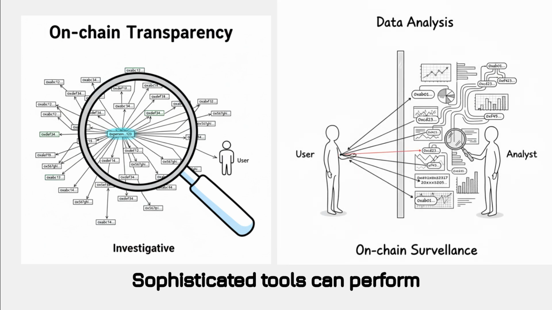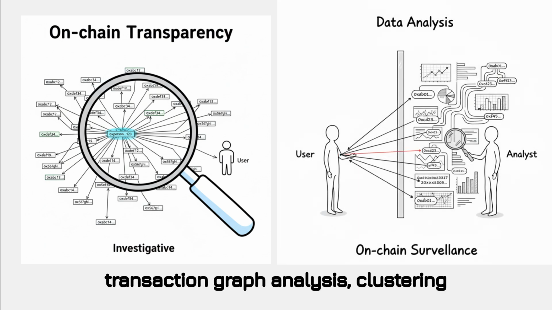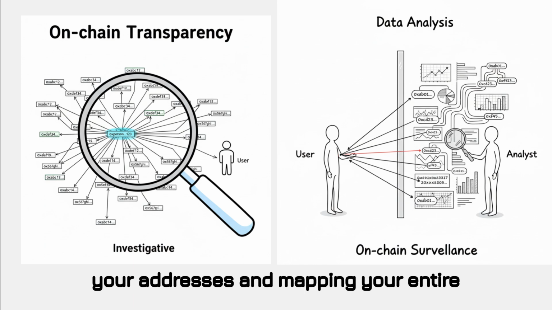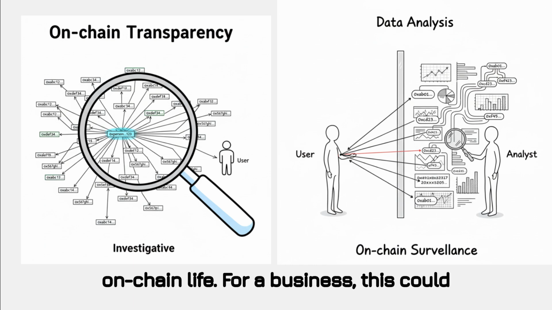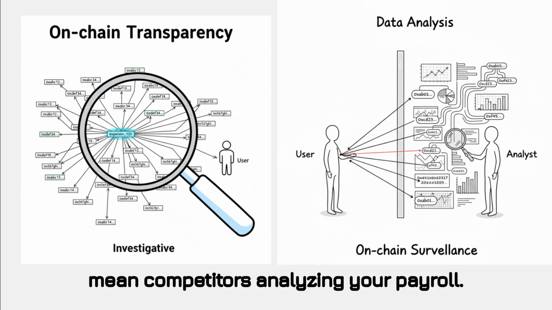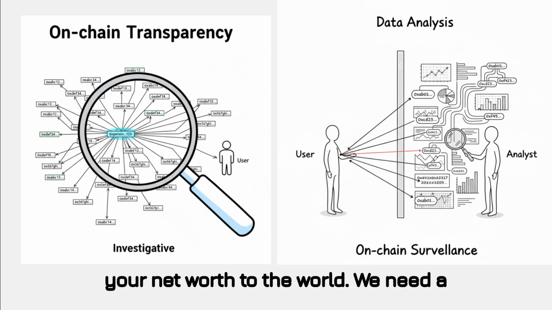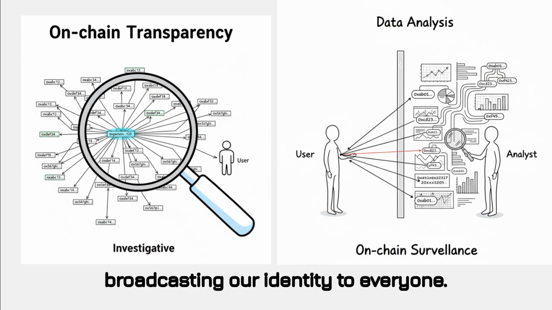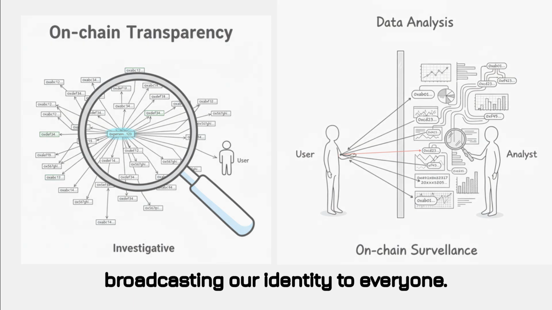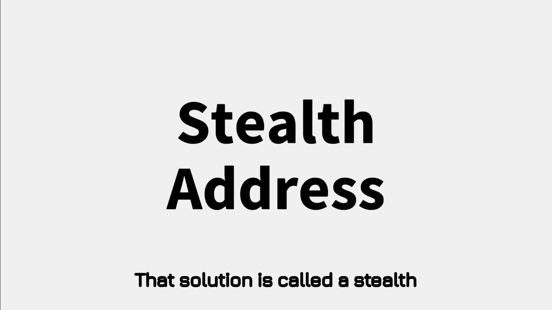Sophisticated tools can perform transaction graph analysis, clustering your addresses and mapping your entire on-chain life. For a business, this could mean competitors analyzing your payroll. For an individual, it could mean exposing your net worth to the world. We need a way to receive assets without broadcasting our identity to everyone. That solution is called a stealth address.